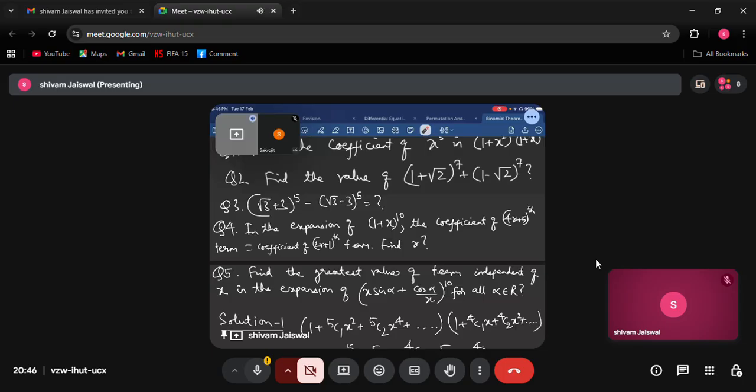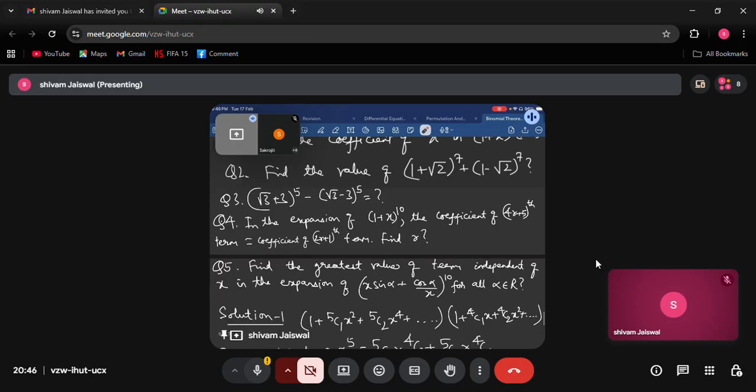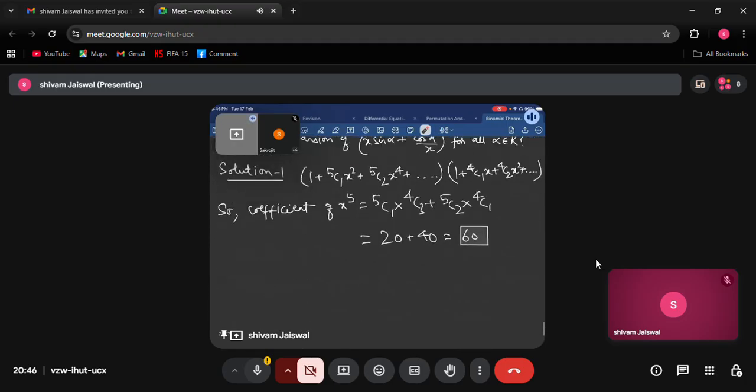Yes. So Raktim and Anandit, I'm solving this one. We need to find the value of (1 plus root 2) whole to the power 7 plus (1 minus root 2) whole to the power 7. So it's just like we have to add. We have to write down the expansion and then add.